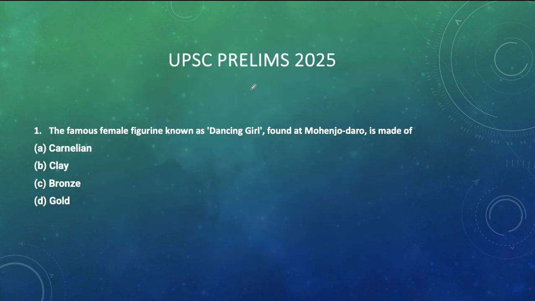Let's now look at the UPSC Prelims 2025 Art and Culture segment question. This particular question is asked especially on the Dancing Girl at Mohenjo-daro, what it is made up of. So this is particularly asked from the basic Art and Culture NCERT only, students. That is the 11th standard NCERT.